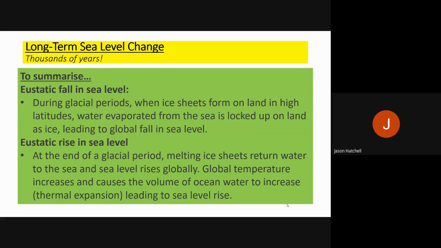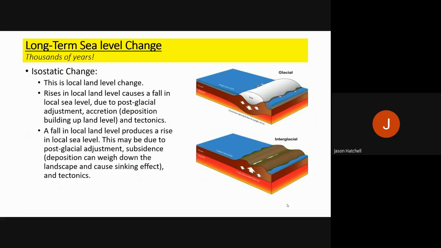When there's a eustatic fall, we're seeing a fall in sea level, and that's glacial periods. And when there's a eustatic rise, we're seeing a rise in sea level, and that is interglacial periods. Now, that's all long-term change over thousands of years. This doesn't happen overnight. And then we come to isostatic changes in sea levels.